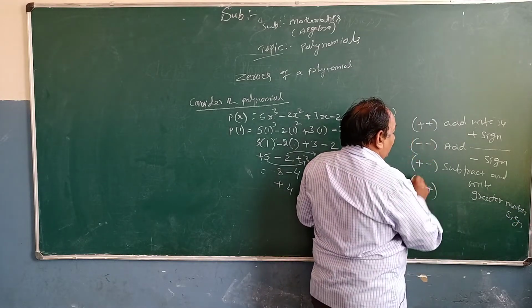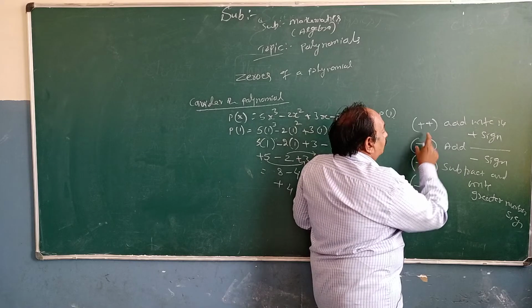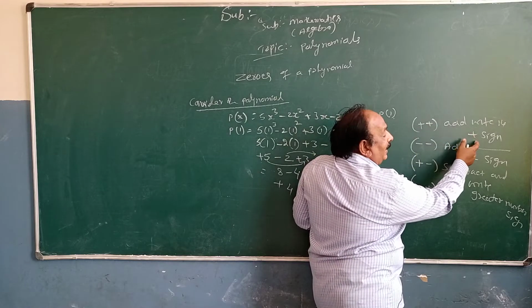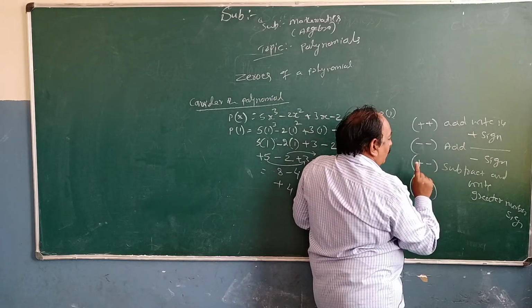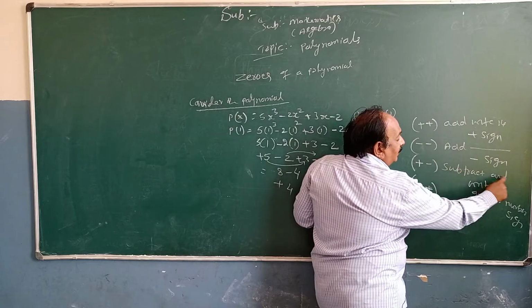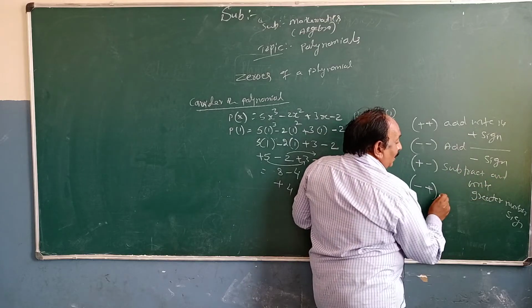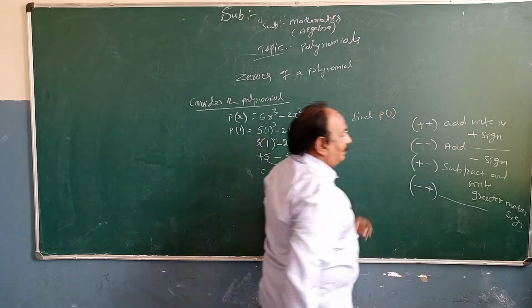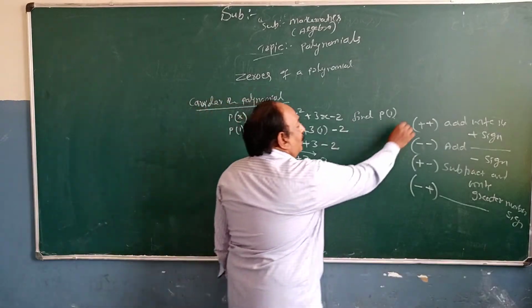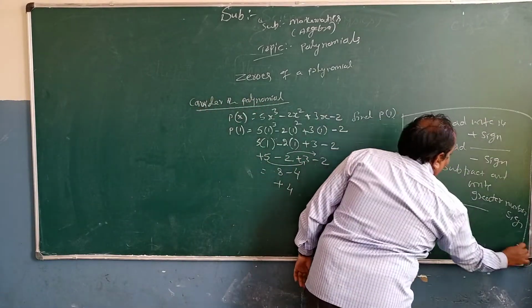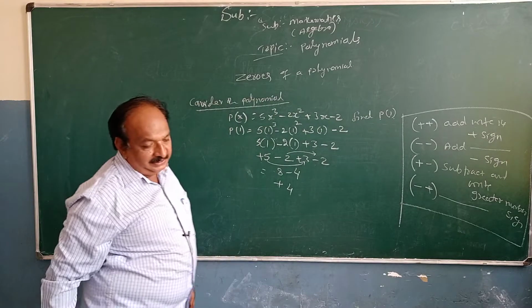Similarly, when one is minus and another is plus. Both are plus, add. Both are minus, add. One plus and one minus, subtract and write the greater number's sign. This is a very important thing that we have to note for our future mathematics.